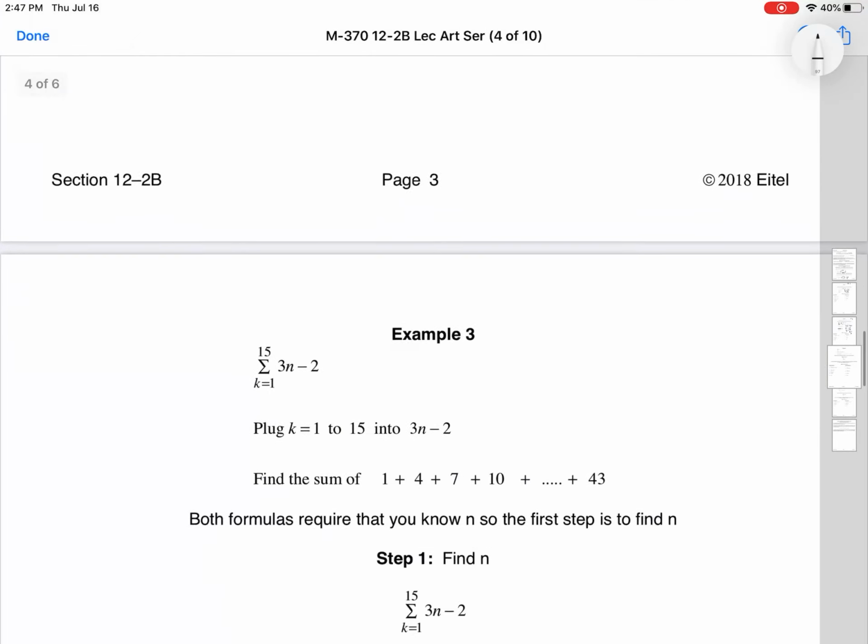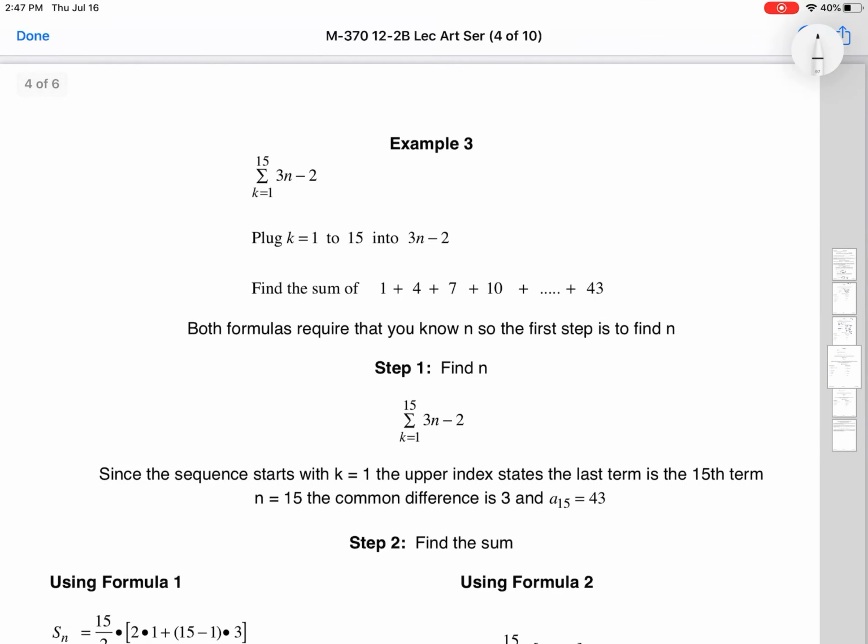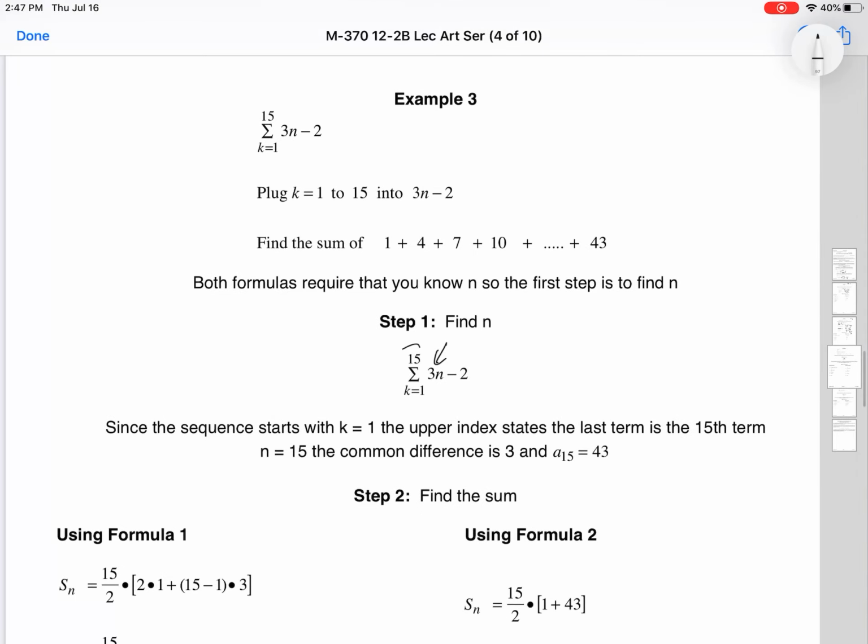Here in example 3, arithmetic in nature, the common difference is right here. It's 3. So we would need to know, and we know this is actually better, we know how many terms. So we already know it's 15 divided by 2. What happens when n is 1? What's a1? Well, a1 is going to be negative 1, so that's our first thing. And what happens at the 15th term? The 15th term is going to be 45 minus 2, or 43.